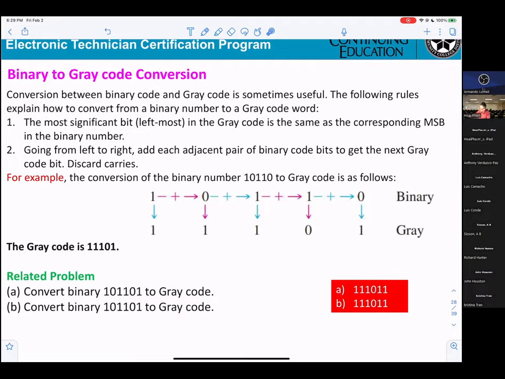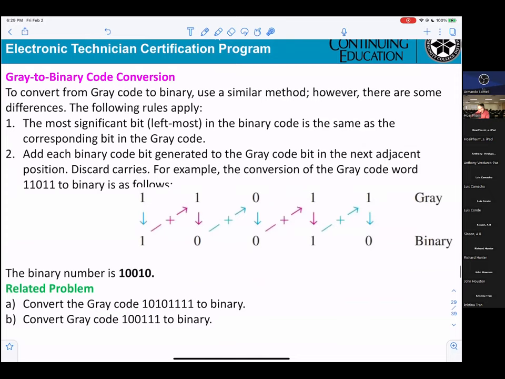Very simple. And now if you get a gray code and you're converting back to binary, like this gray code right here, 11011, first thing, you bring down the 1 here. And this 1 you add to the next 1: 1 adding to 1, you get 0, no carry. And 0 here, you add to 0, you get 0. And 0 adding to 1, you get 1. 1 adding to 1, you get 0. The only thing is no carry. That's very simple.